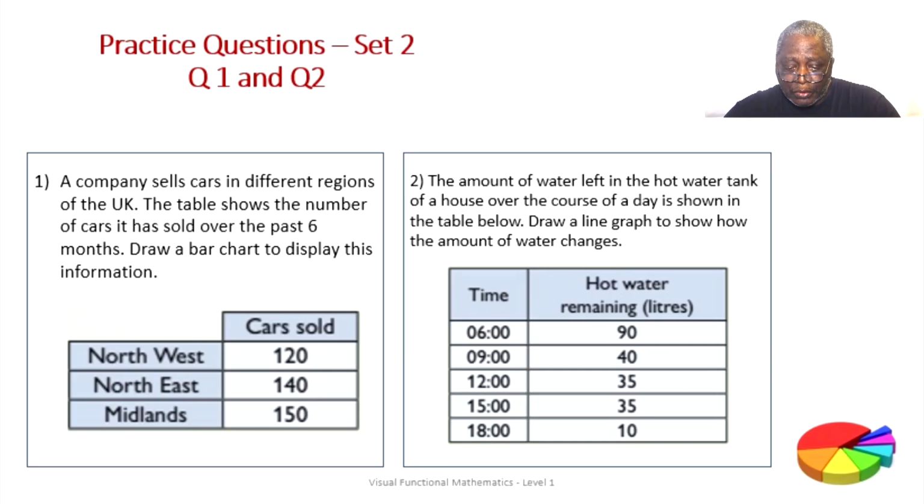Question 2 now, let's see what we need to draw. The amount of water left in the hot water tank of a house over the course of a day is shown in the table below. This shows that it's over time, say from 6 o'clock in the morning to 6 o'clock in the evening, or from 600 hours to 1800 hours. You remember your clock. And those are the figures. So obviously you need to draw a line graph.